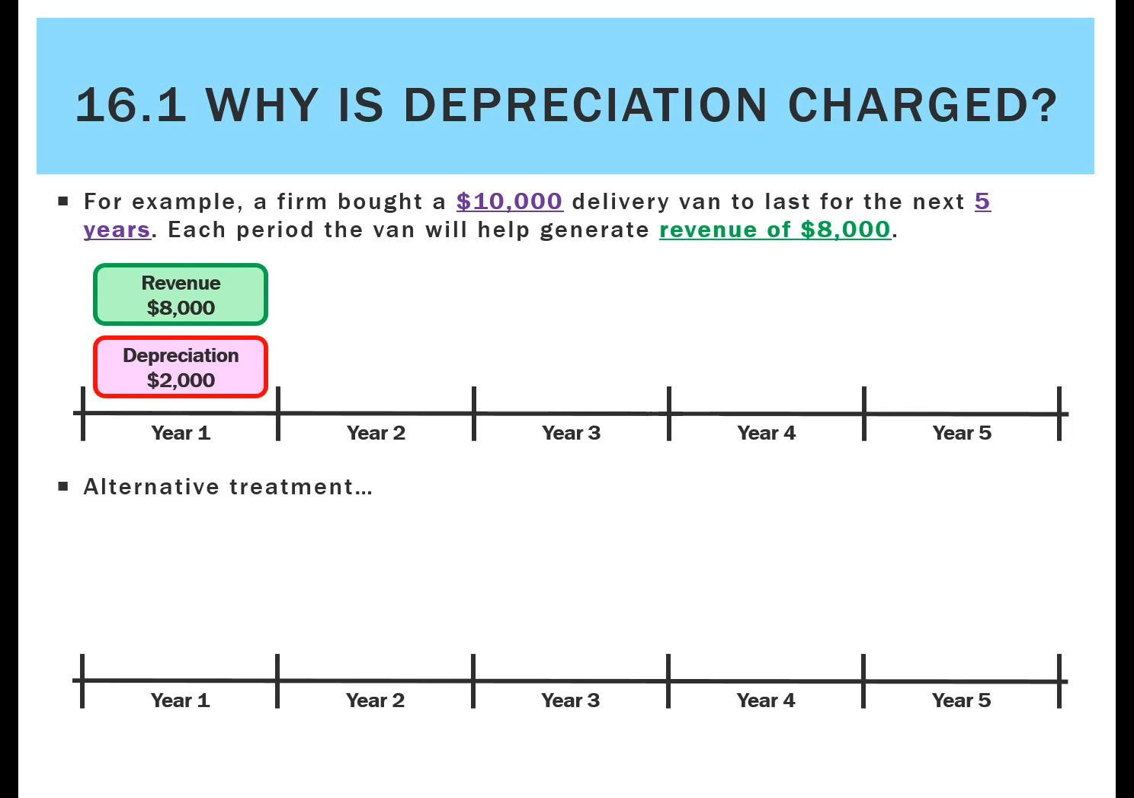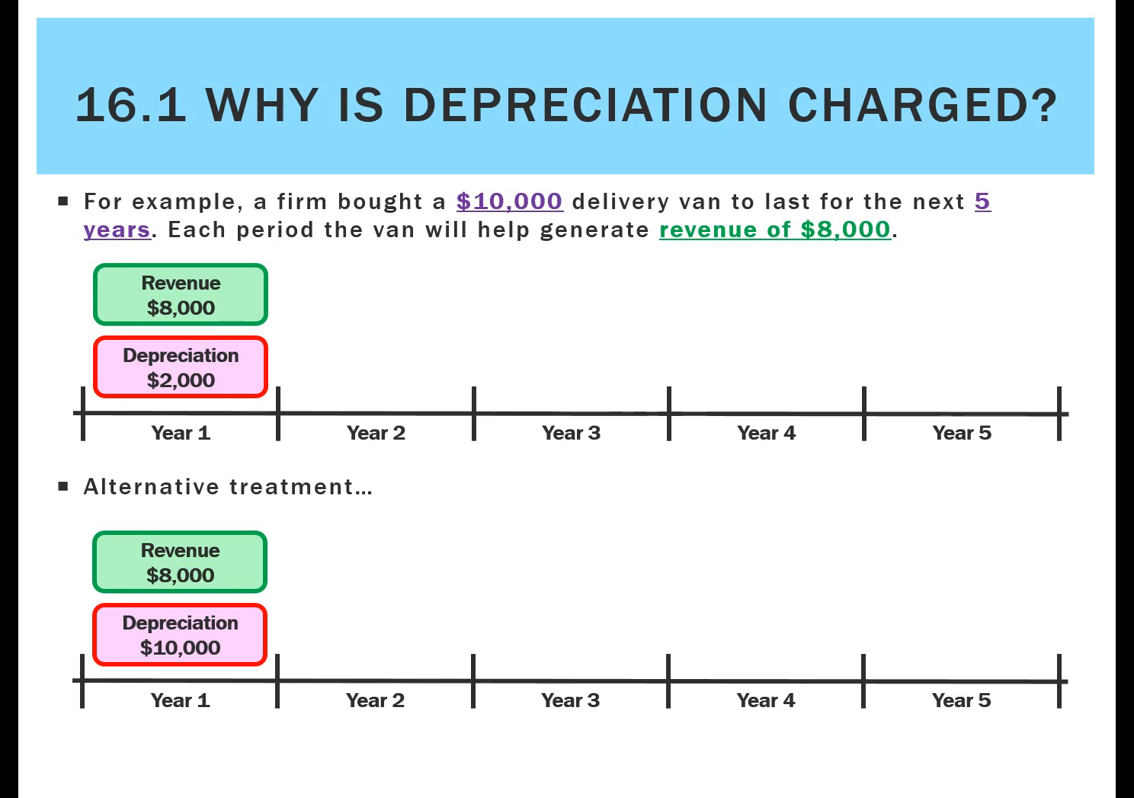Alternatively, why don't we do this? Why don't we just match the $8,000 of revenue in year 1 with all of the asset in the first year? And the reason that we don't is because it's not accurate. It doesn't reflect how much we actually used the van. We're going to keep using the van for the next 4 years.